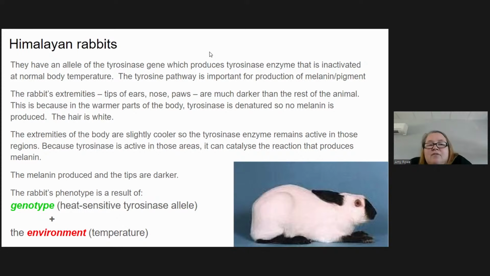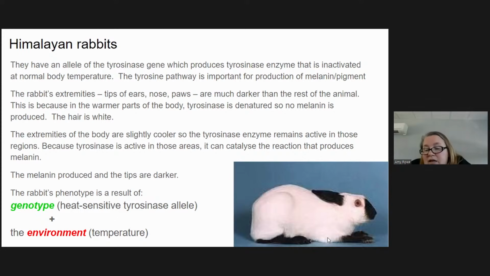Himalayan rabbits have an allele, or a version, of the tyrosinase gene, which makes the enzyme tyrosinase sensitive to body temperature. It means that it is inactivated at normal body temperature. It won't be able to catalyze its reaction. What this means for the phenotype is our rabbit's extremities, its nose, its paws, its ears and its tail will be much darker than the rest of the animal.